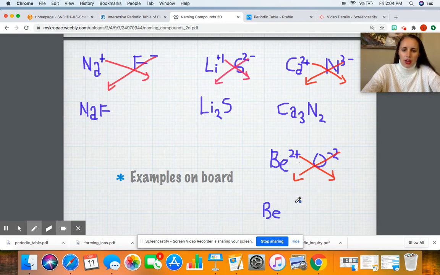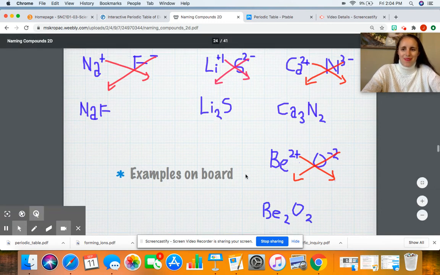And I'm going to write oxygen here. Beryllium has a charge of 2. Oxygen has a charge of 2. So that's it, I'm done, right?